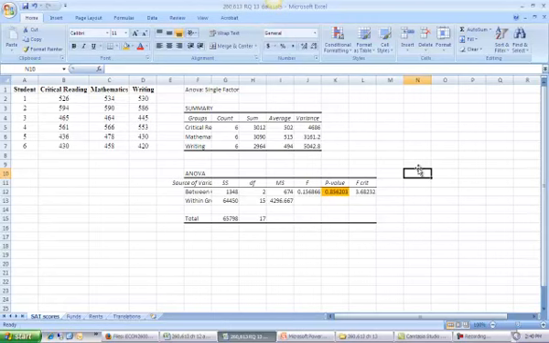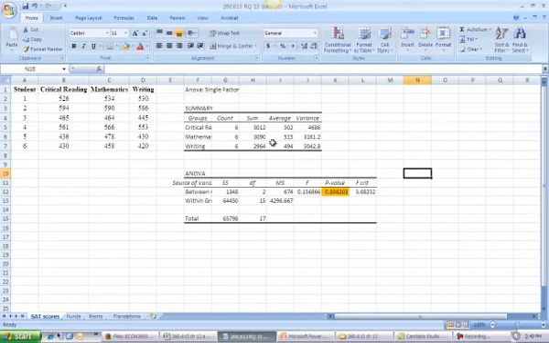If I want to see which portion seems to give students the most trouble, I can look here at the averages up top, and the average score on writing tends to be the lowest, but it's not statistically significantly different from the others.